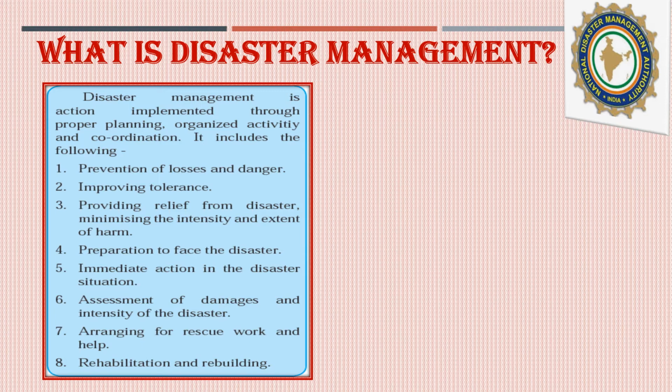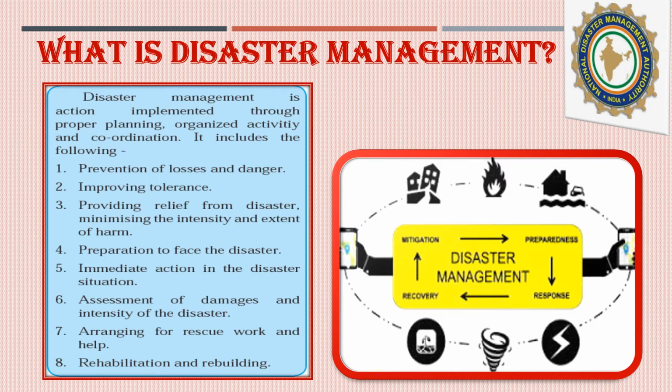Also, they involve themselves with immediate action in the disaster situation and later on assess the damages and the intensity or the severity of the disaster. They also arrange for rescue work and help, and also later, after the disaster has completed its harm on people and the environment, they arrange for rebuilding and rehabilitation. That is bringing people back to some kind of life that they were used to before. Now, as you can see in this chart, disaster management shows the word preparedness. That means to be prepared, to respond, to recover and help and try to make things as far as possible normal, and mitigation means to reduce the harm that could be caused.